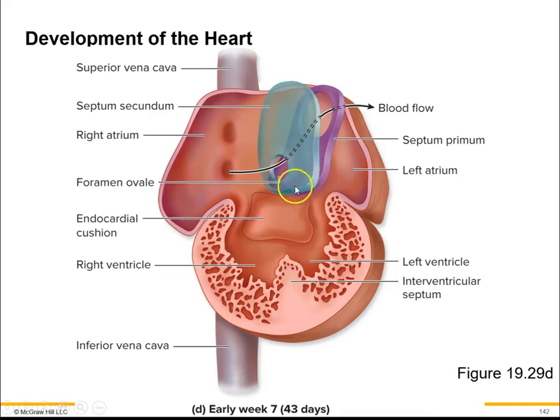Okay, here's what that looks like. Here we have the septum primum and the septum secundum, and here's the foramen ovale. What happens is blood is shunted from right to left through the foramen ovale into the left atrium during fetal development.